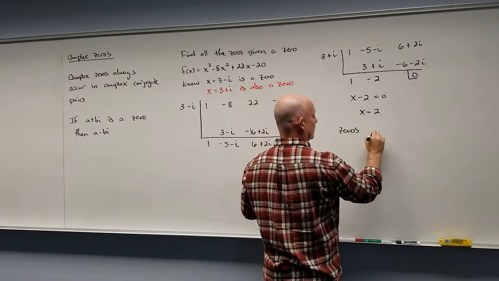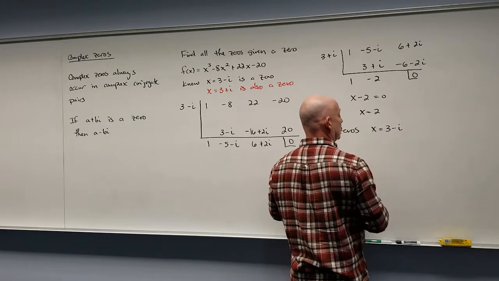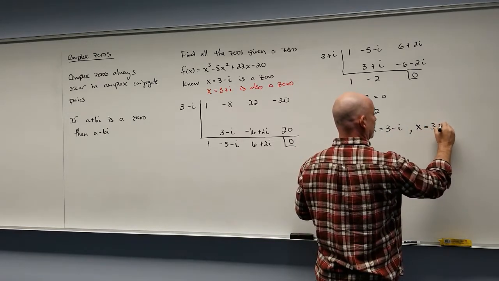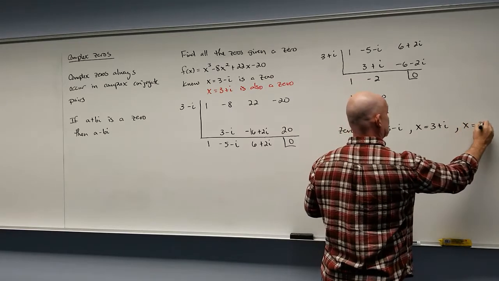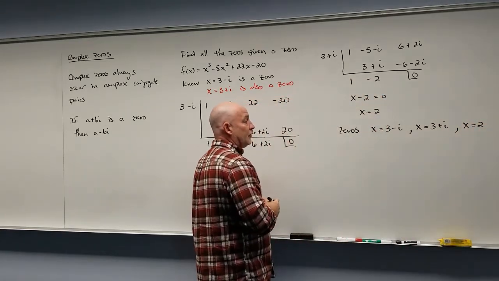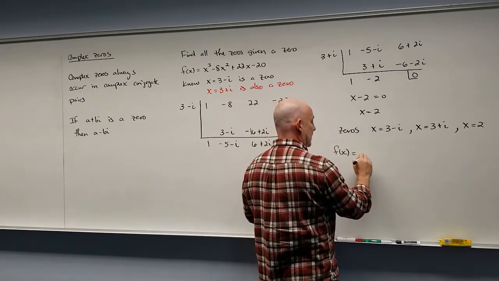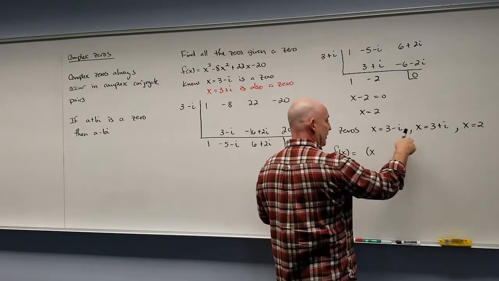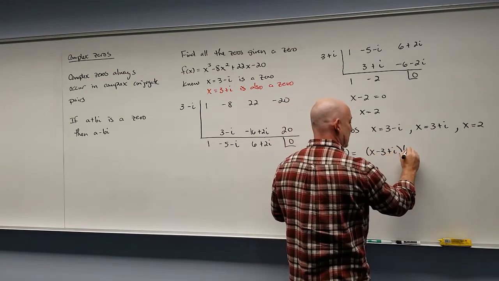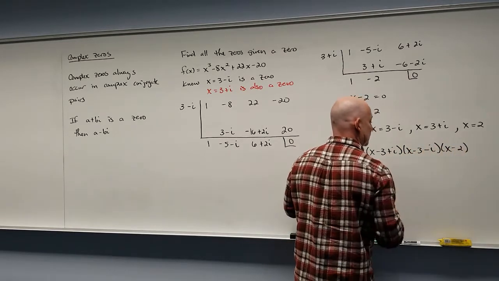So the zeros of this polynomial, where we were told the first one, x equals 3 minus i, means we also know x equals 3 plus i, and we found x is equal to 2. So just like last time, if you happen to be told to write this thing as a product of linear factors, we can write the original function as, move everything to one side for each one of these, x minus 3 plus i, x minus 3 minus i, and x minus 2.